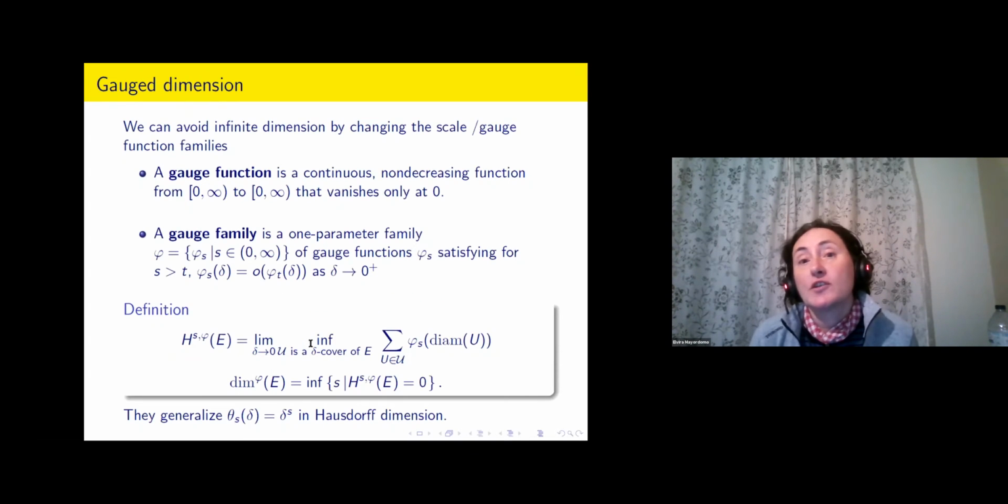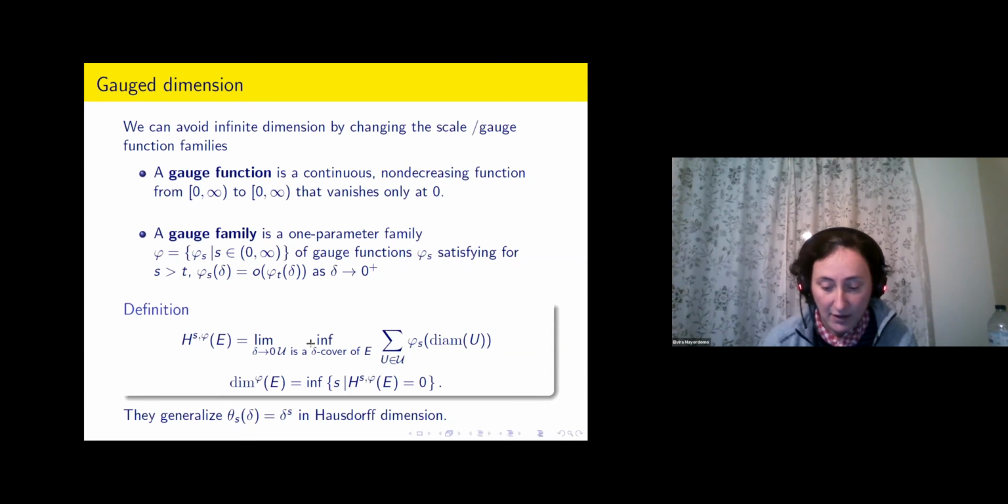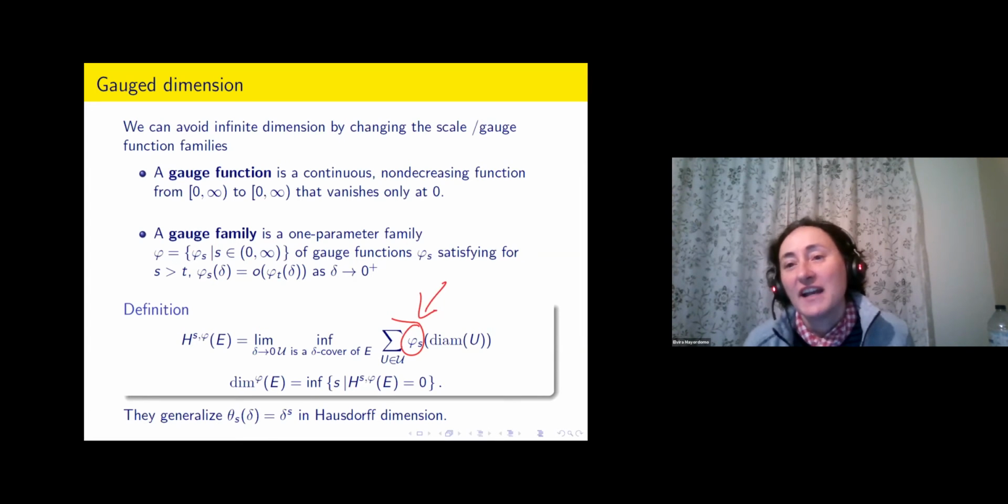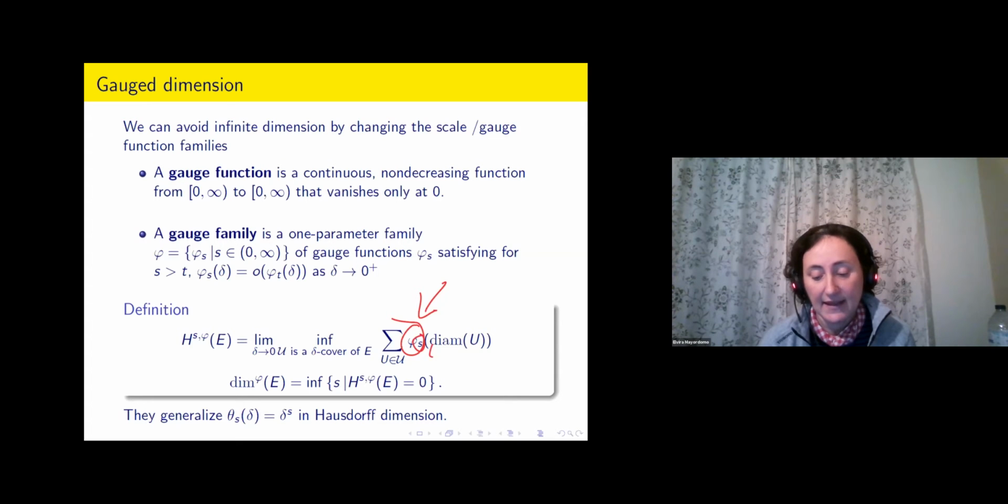And of course, sometimes you have a space in which the dimension is infinity. That's not a very interesting case, but you can remedy this by changing the way you take into account the diameter in this Hausdorff measure. So, for instance, you have different what are called gauge functions that have two parameters, parameter s and the diameter, and they are alternatives to the usual diameter to the s.